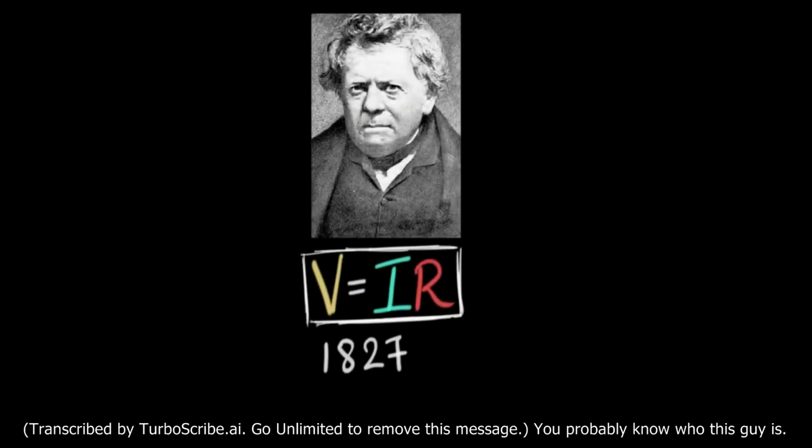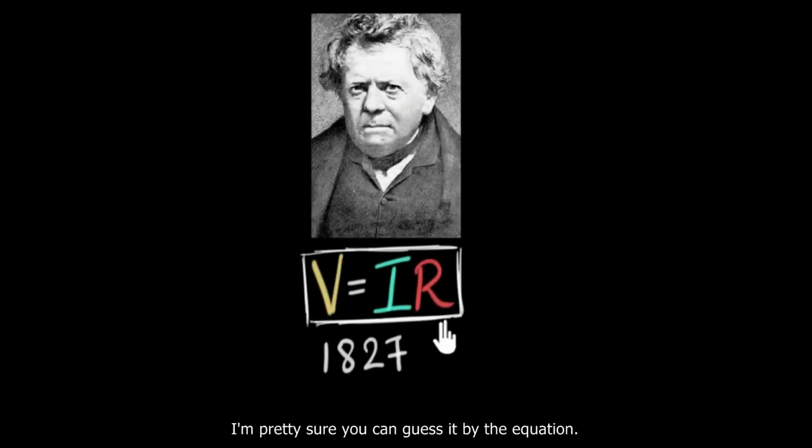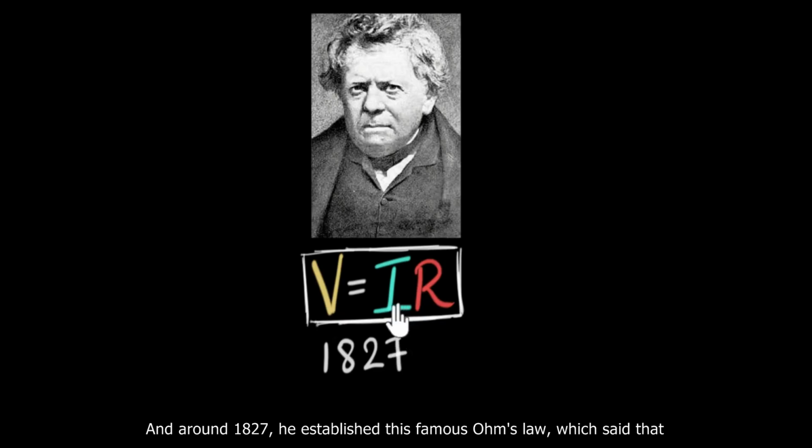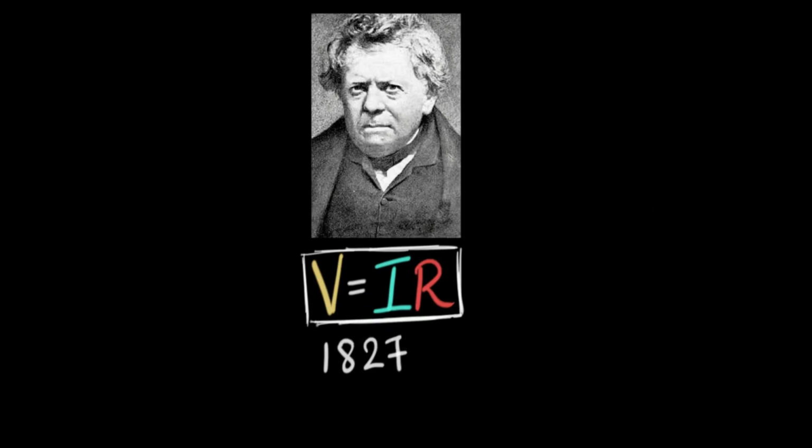You probably know who this guy is. I'm pretty sure you can guess it by the equation. He's George Ohm. In around 1827, he established this famous Ohm's law, which said that current through a conductor equals the potential difference across it.